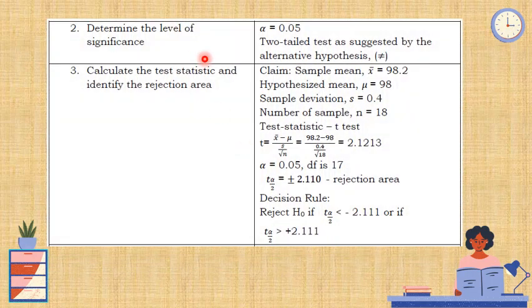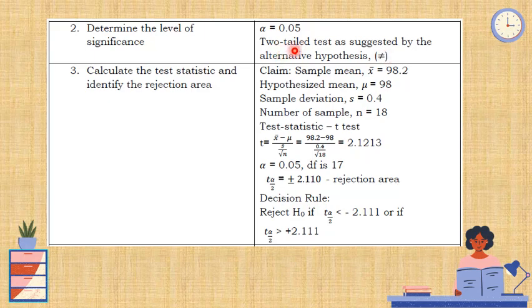Step 2, determine the level of significance as given in the problem. The alpha is 0.05. So, this is two-tailed test as suggested by the alternative hypothesis. Yung ginamit na symbol in alternative hypothesis is the symbol not equal to.